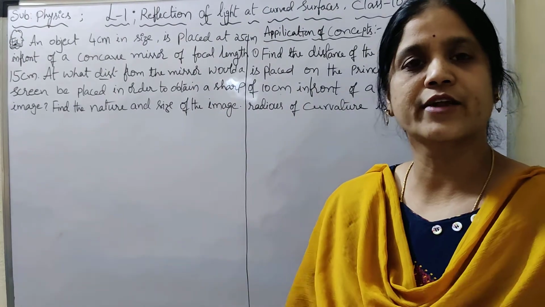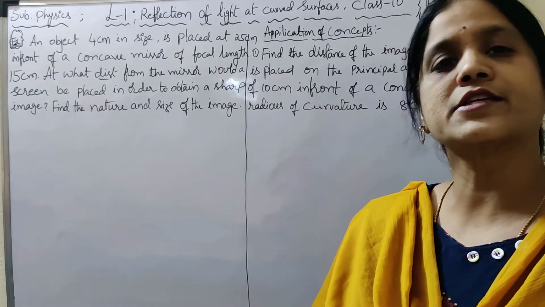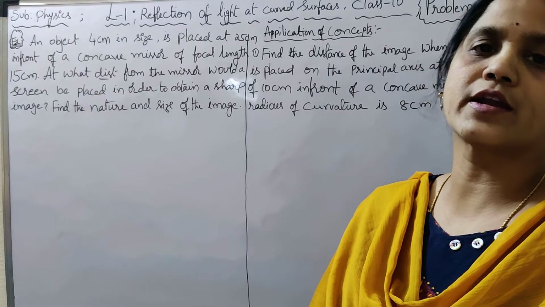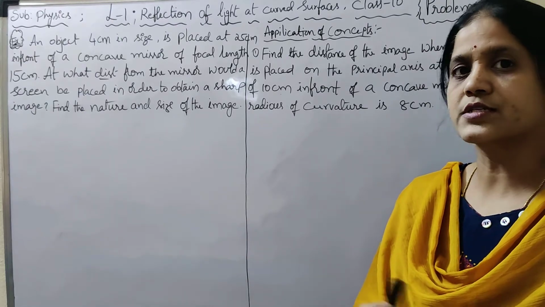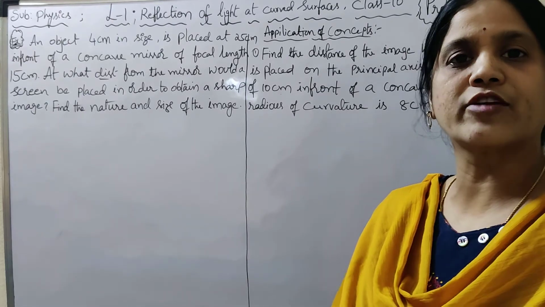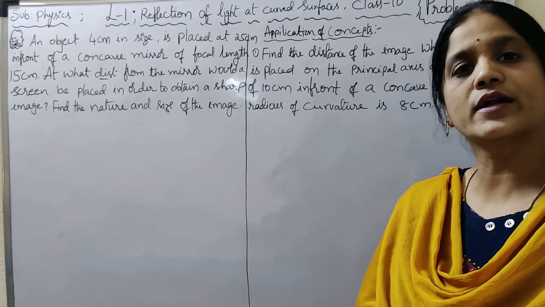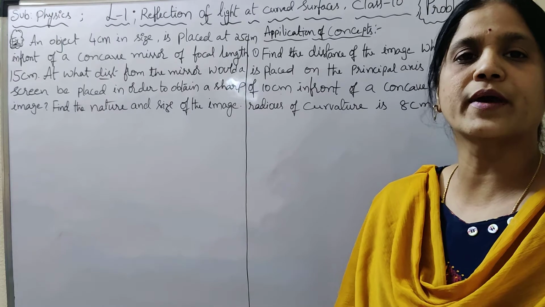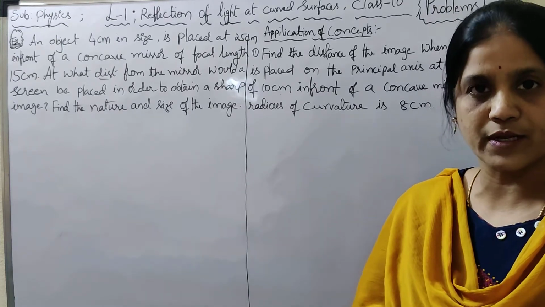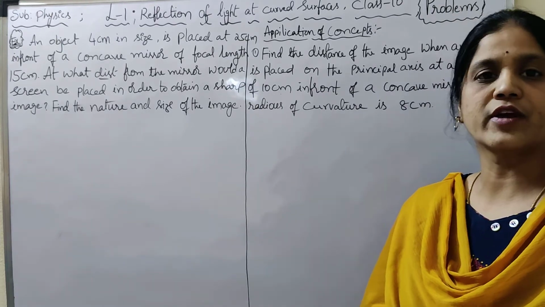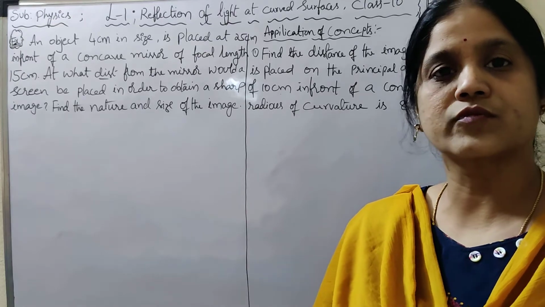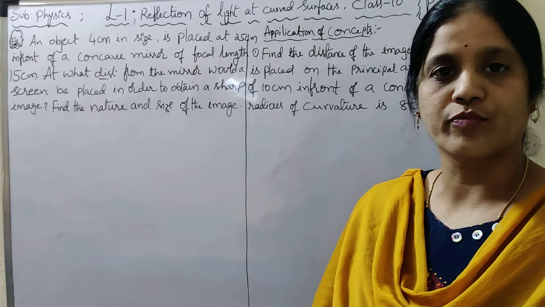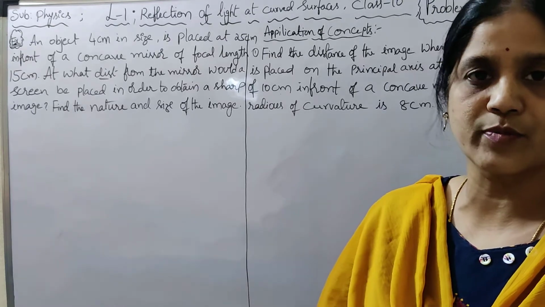So today's session will discuss the textbook problems based on the mirror formula and magnification. Once again, we'll recall the mirror formula and the magnification formula. The mirror formula is 1 by f equals 1 by v plus 1 by u, and the magnification m equals height of the image by height of the object, which equals minus v by u.